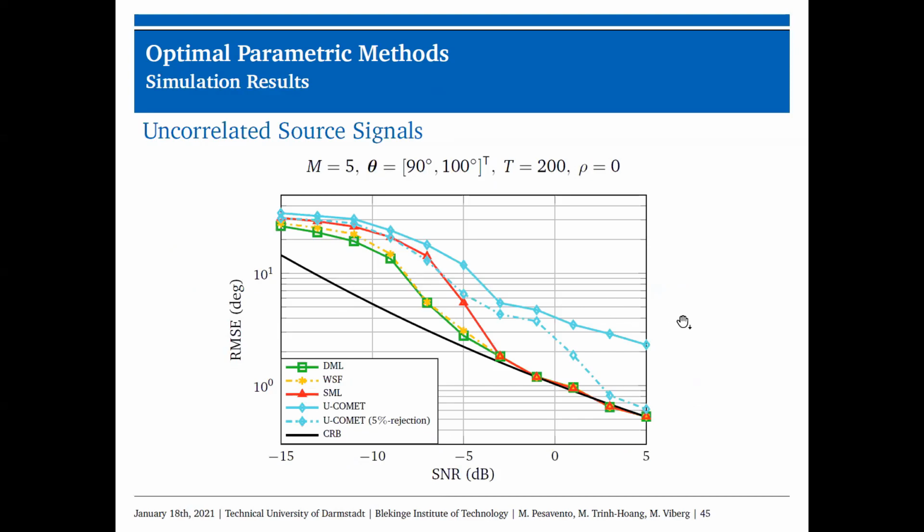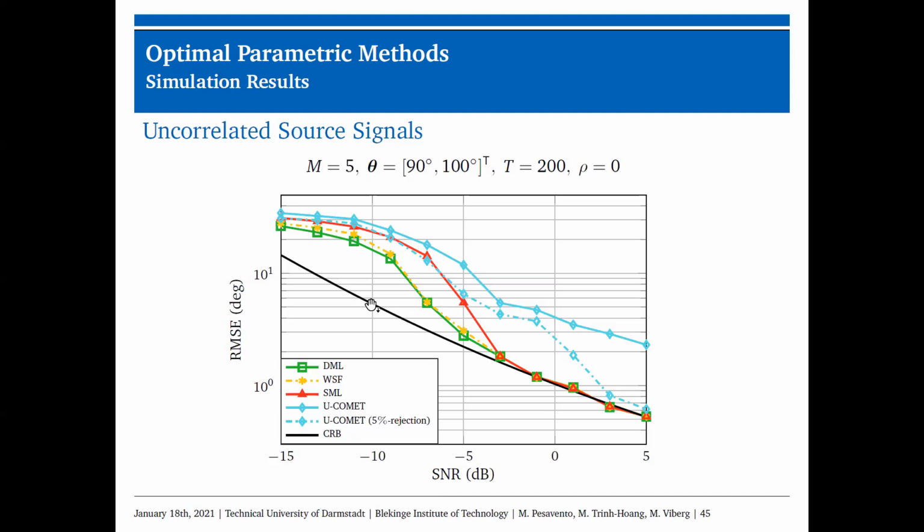So, in concluding this part of the tutorial, I will demonstrate the performance of the variance estimators that we have shown so far using computer simulations, and they will also be compared to the ultimate performance given by the Cramér-Rao lower bound. And here we look at the case of two uncorrelated source signals arriving at the 5-element standard uniform linear array. One is from broadside and the other one is 10 degrees apart. The number of snapshots is 200. And the plot shows the root mean squared error of the DOA estimate as a function of the signal to noise ratio in decibels. And in this case, the CRB is almost a straight line, the black curve here.